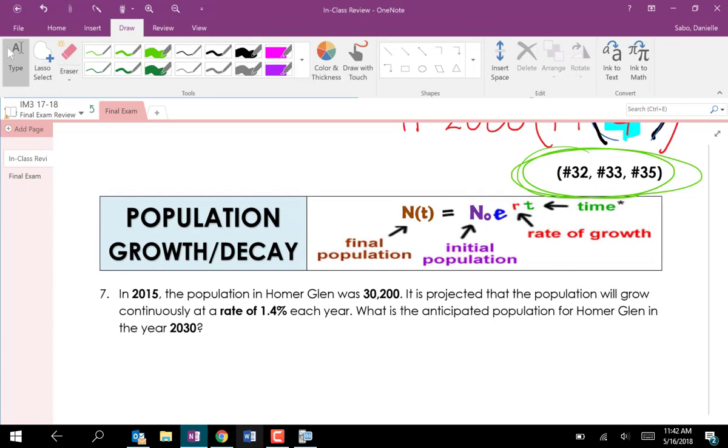The population growth and decay. The reason why is because of the E. That E is super important, especially if you're going to go into physics at all in the future. In physics, you're going to see this exponential, this constant of E.